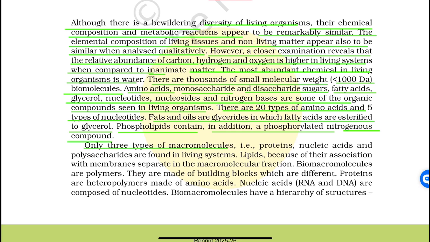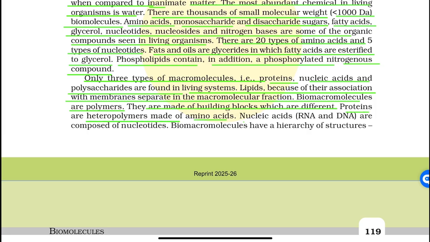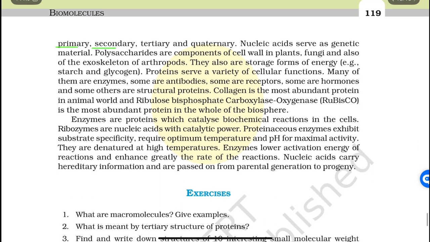Only 3 types of macromolecules, that is proteins, nucleic acids, and polysaccharides, are found in living systems. Lipids, because of their association with membranes, separate in the macromolecule fraction. Biomolecules are polymers. They are made of building blocks which are different. Proteins are heteropolymers made of amino acids. Nucleic acids, RNA and DNA, are composed of nucleotides. Biomacromolecules have a hierarchy of structures: primary, secondary, tertiary, and quaternary.